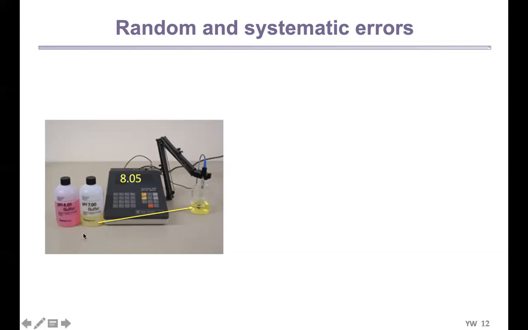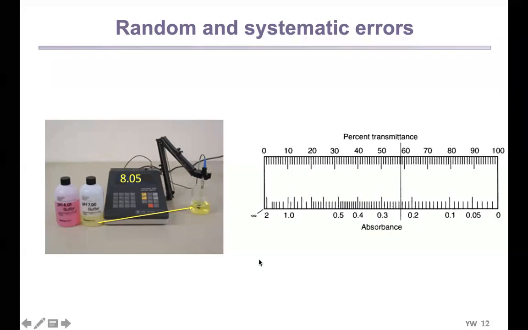Now, for example, in this case, when I'm using the pH meter to measure the pH 7.00 buffer, I get a reading of 8.05. So the reading is definitely higher than the desired value, which means that there's some problem with the measurement, right? I'm not going to talk about what type of error it is now, but let's look at the next example.